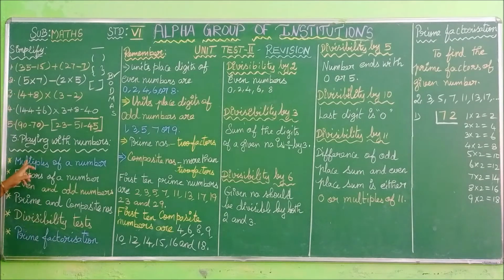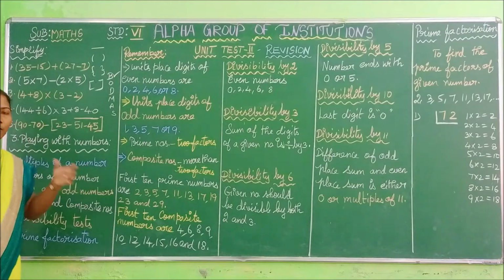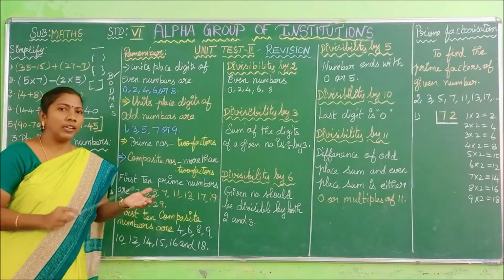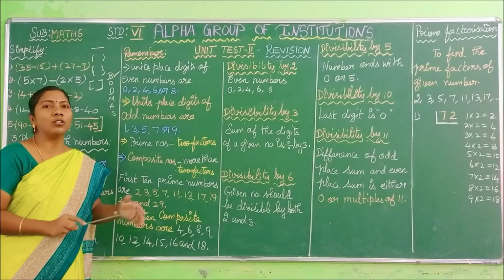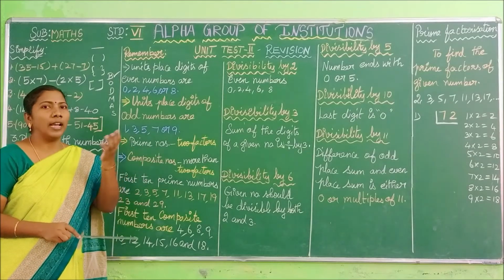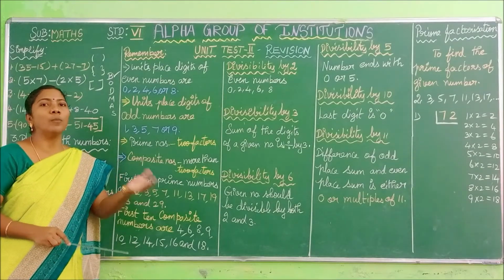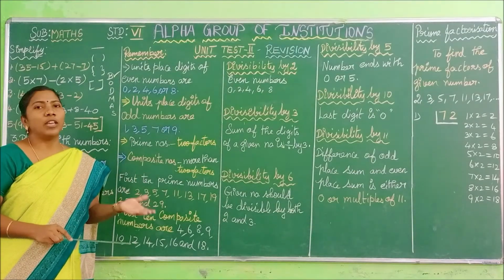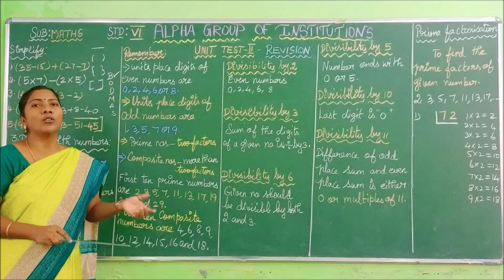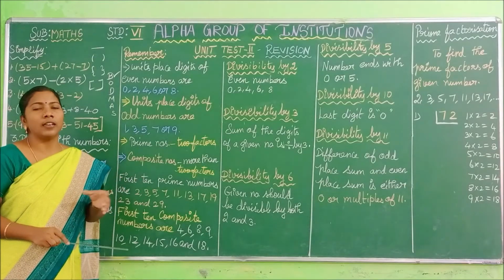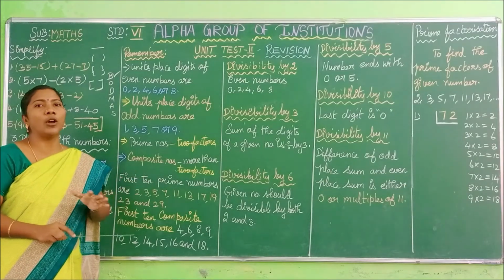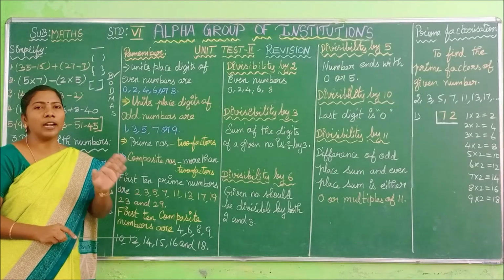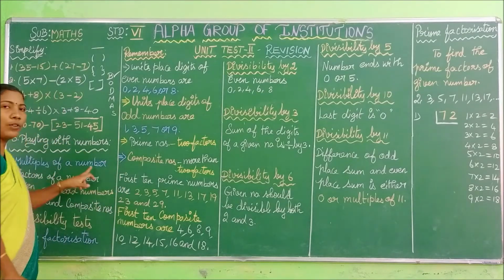Okay. How can you find the multiples of a number? By multiplying the given number by natural numbers, that is 1, 2, 3, 4, according to the question they are asking. Suppose they are asking 5 multiples, means you have to multiply the given number by 1, 2, 3, 4, 5. Okay. If they are asking 10 multiples, means you have to multiply the given number by 1, 2, 3, up to 10 and write the answers as the multiples of the given number.